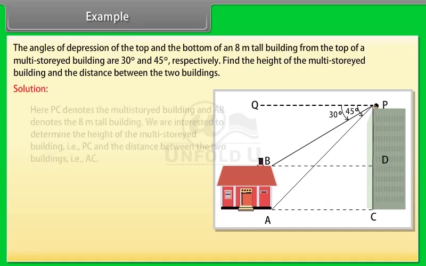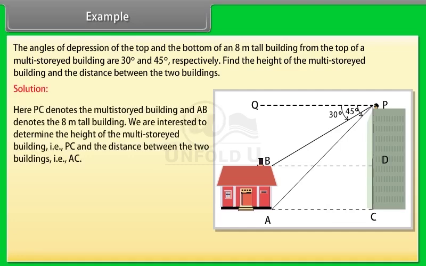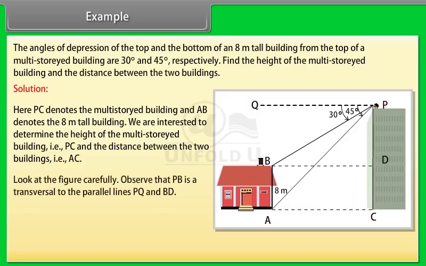Solution. Here PC denotes the multi-storied building and AB denotes the 8 meter tall building. We are interested to determine the height of the multi-storied building, that is PC, and the distance between the two buildings, that is AC. Look at the figure carefully.